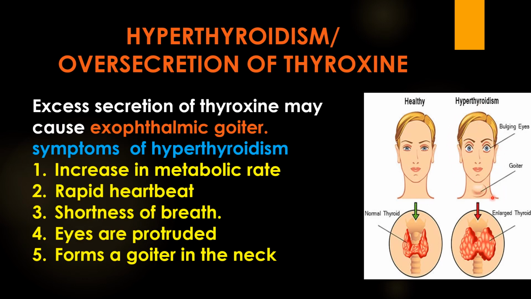Another type of goiter is there, that is simple goiter. How to differentiate exophthalmic goiter and simple goiter? Yes, in exophthalmic goiter, eyes are protruded. In both the cases, goiter in the neck, enlargement of thyroid gland is there. But how to differentiate? The visible symptom: in exophthalmic goiter, eyes are protruded. Also, exophthalmic goiter is due to hyperthyroidism, but simple goiter is due to hypothyroidism.